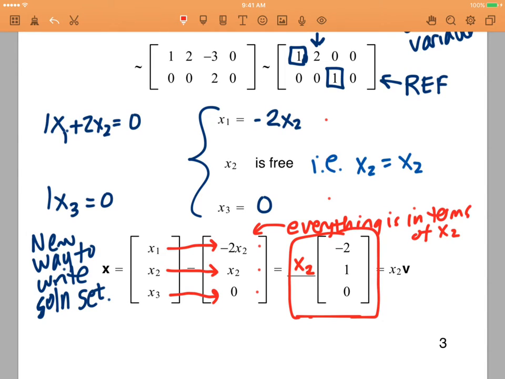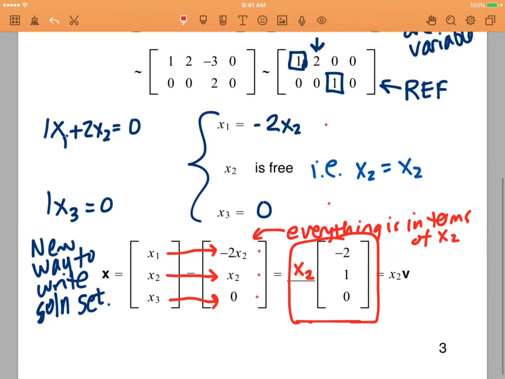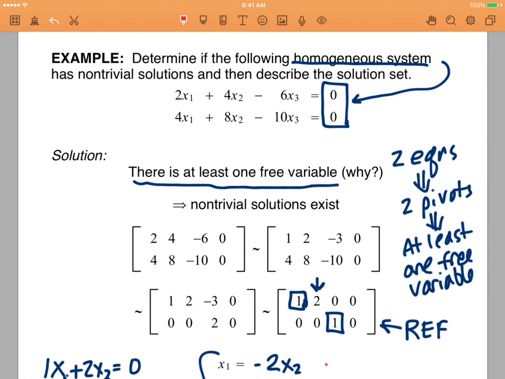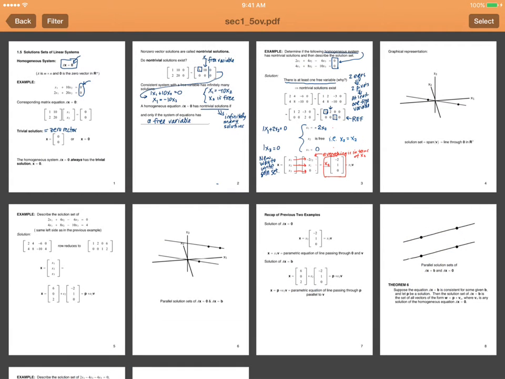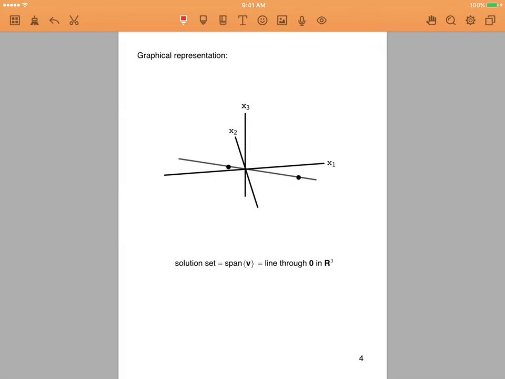Okay. Now, we're about to contrast this with another example, which is almost the same exact example, except it's not homogeneous. So go back up here at the top, look at the example we started with. 2x1 plus 4x2 minus 6x3, 4x1 plus 8x2 minus 10x3. In both cases, the equations are equal to 0. Now, there's a picture first. First, we get to look at the picture of x2 times negative 2, 1, 0.